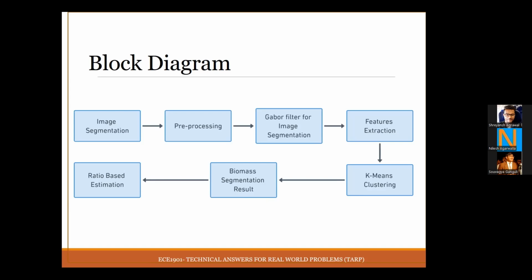Later on, we have also used texture-featured k-means clustering with Gabor filtering for image segmentation and for giving out better results. By these two algorithms, we have been successful in segmenting living biomasses such as algae, seagrass, and fishes. After image segmentation, using the ratio-based estimation technique on RGB values, we have estimated the number of pixels the living biomasses cover.